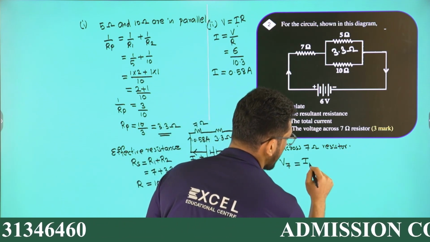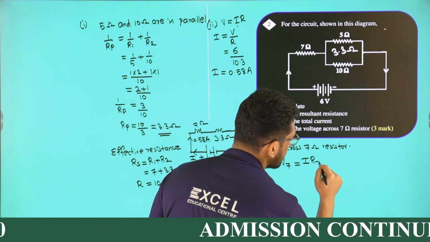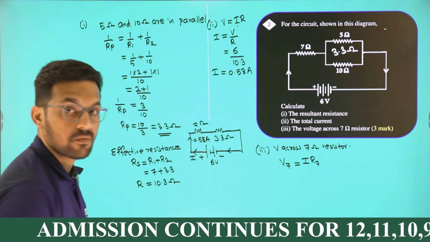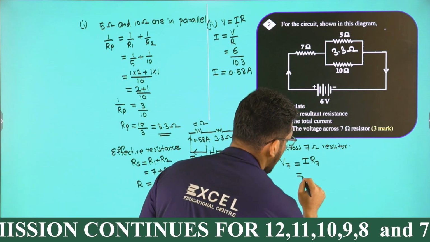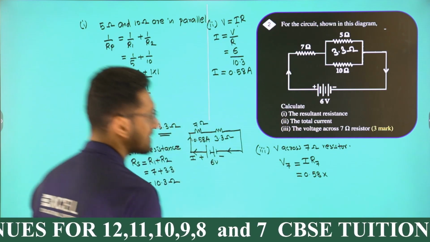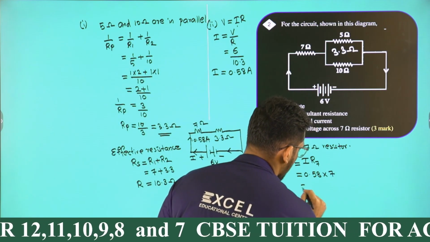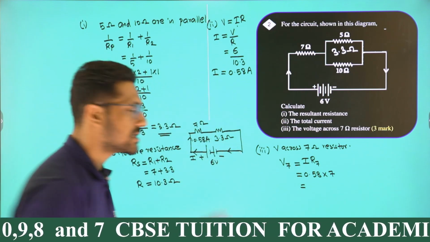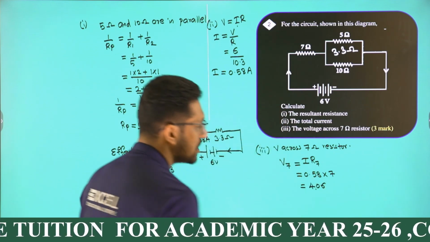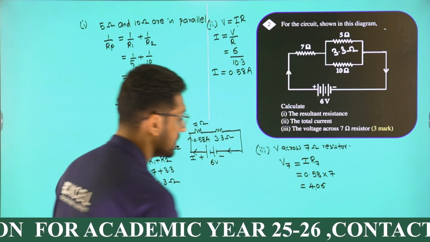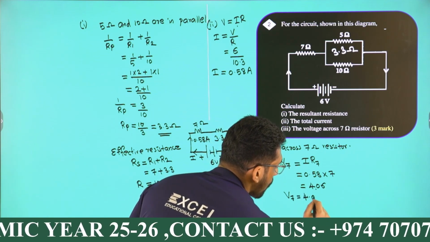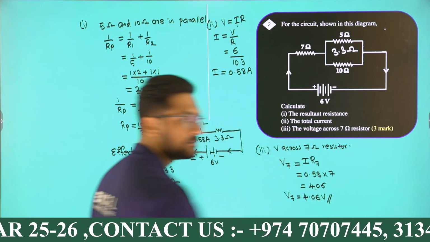Okay, so I am going to write the equation for voltage across 7. Voltage across 7 ohm will be current into resistance of that part. What is the resistance? That will be 7 ohm. Then current is 0.58 into 7. That will be 0.58 into 7. You will get 406. Take 2 places, then it will be 4.06. So what is the voltage across 7 ohm? That will be 4.06 volt.